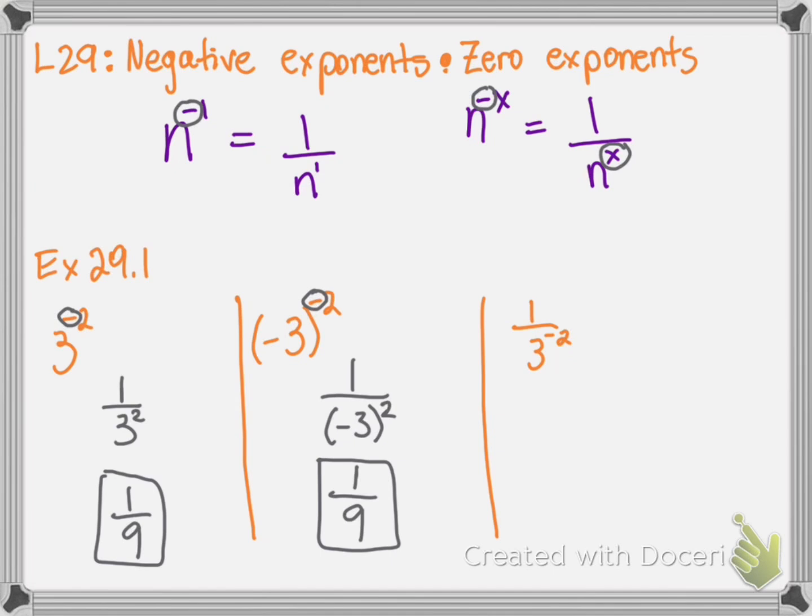And the last one is 1 with the 3 on the bottom to the negative 2. Again, the negative is going to give me the reciprocal, and the reciprocal of 1/3 is 3. And again to the second power because the negative is gone. We used it already. And 3 to the second power is 9.